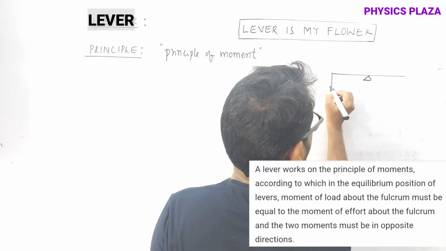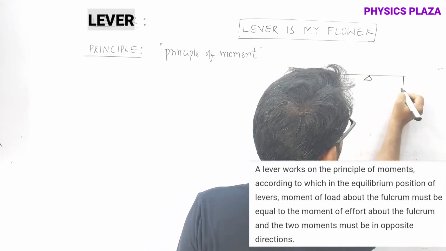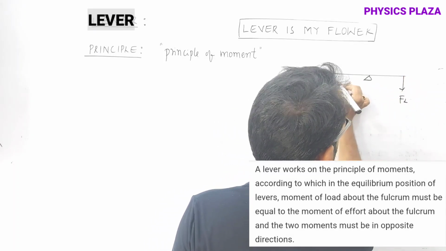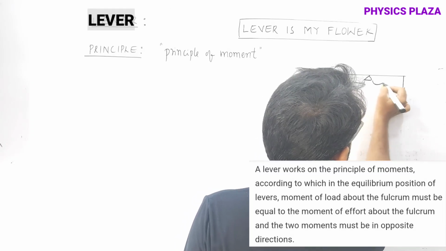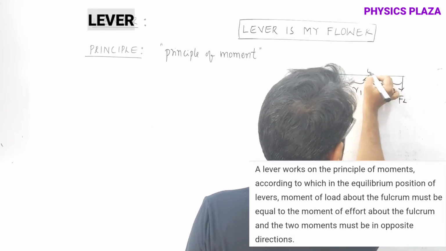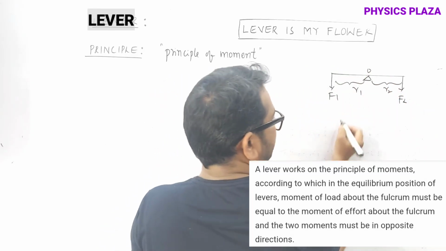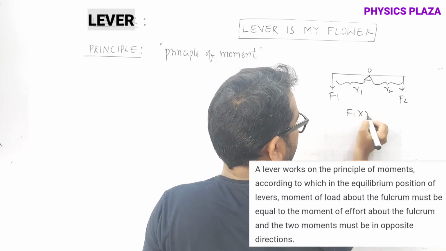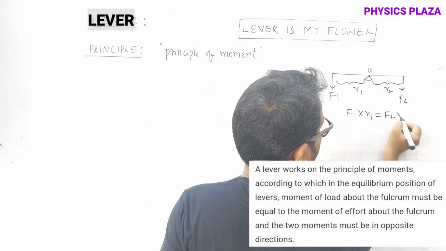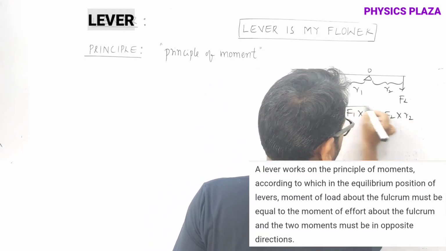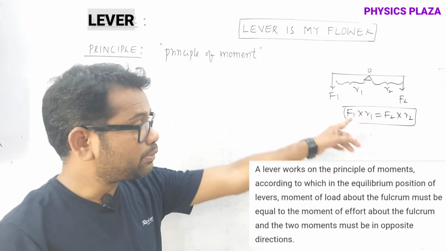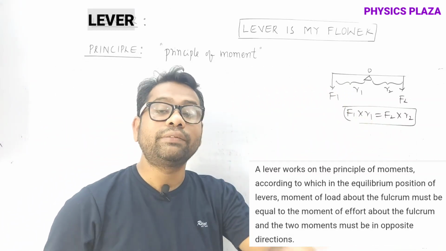So there, this is F1, this is F2, this distance is R1, this distance is R2, this is a pivot point. So in an equilibrium condition, F1 into R1 is equal to F2 into R2. This is what we actually discussed. Children, this is the principle of moments, but based on this only, the lever also will work.